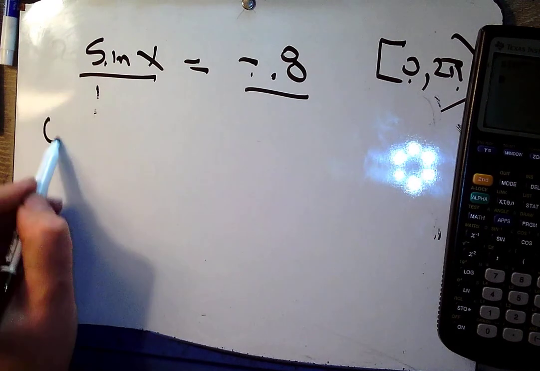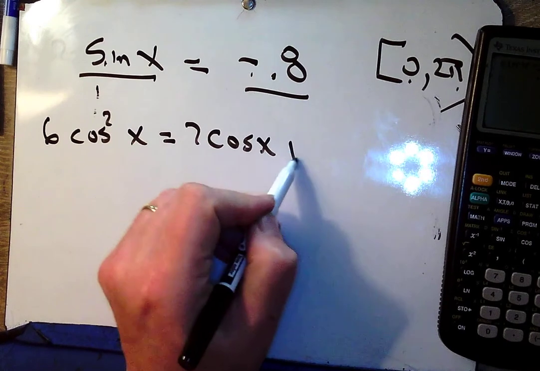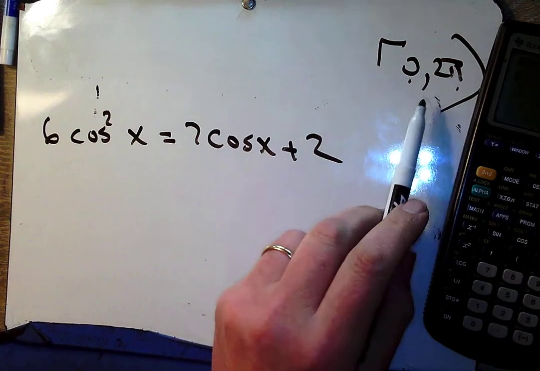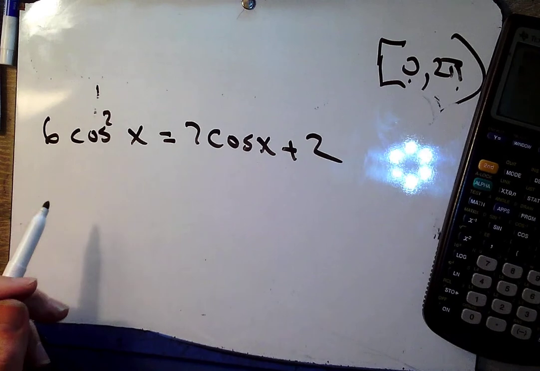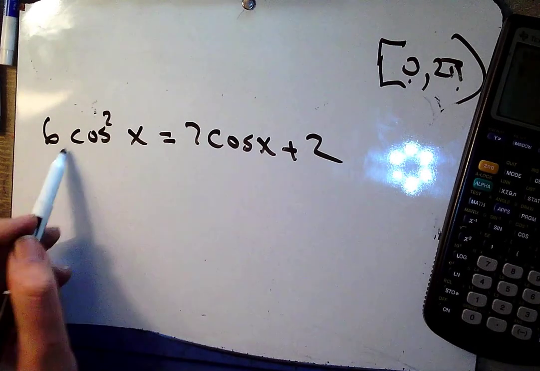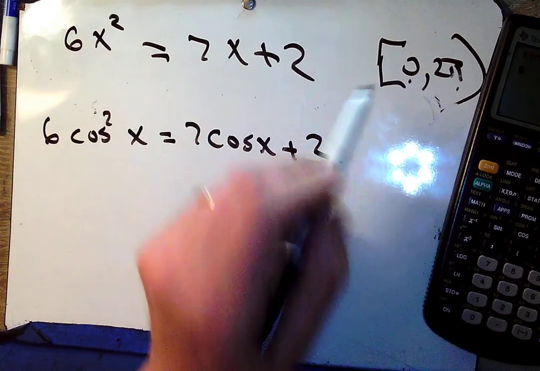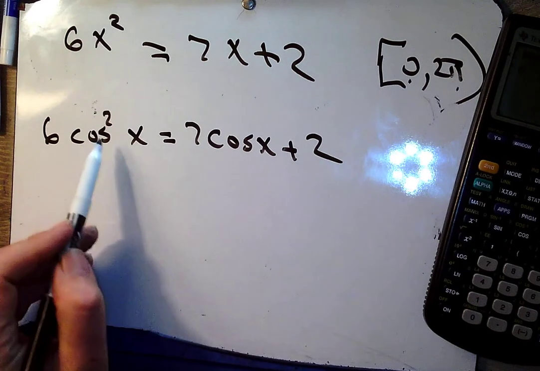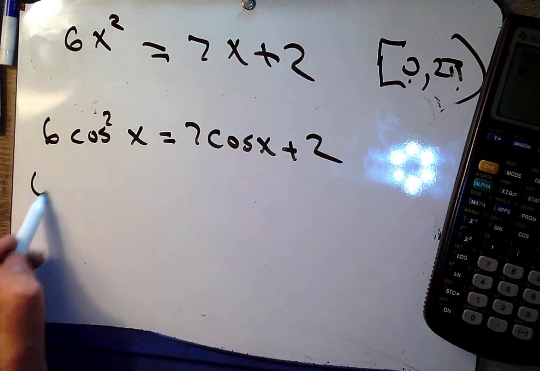How about 6 cosine squared x equals 7 cosine x plus 2? Yep, and let's do it on 0 to 2 pi. Okay, give it a try, see what you come up with. And you know what I really want you to be thinking about when you look at a problem like this is 6x squared equals 7x plus 2. What would we do here? That's right. You see the quadratic and you move everything to one side so that this equation can be equal to 0.